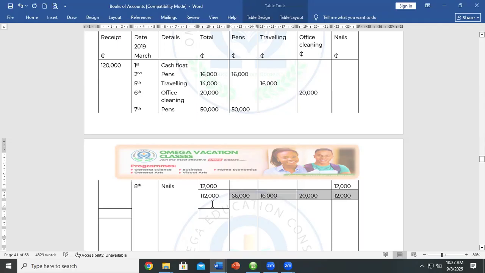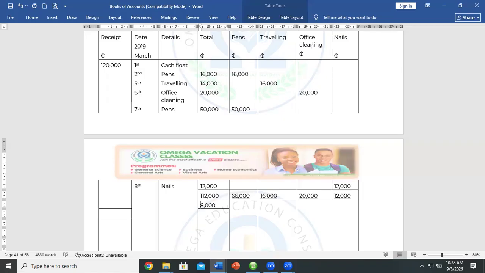Okay, then you now come back to your total column. This time you are balancing it with your receipt column. How much is the cash flow to the receipt? 120. How much have you spent in total? 112,000. What is the difference? Professors, 120,000 minus 112,000, that is 8,000. So this 8,000, that is your balance carried down.